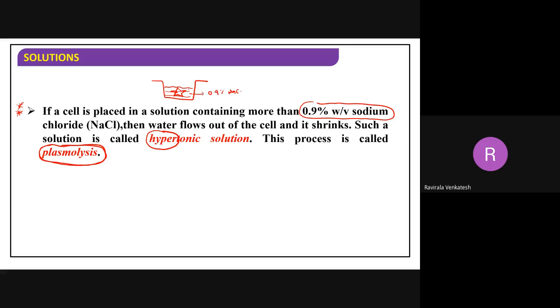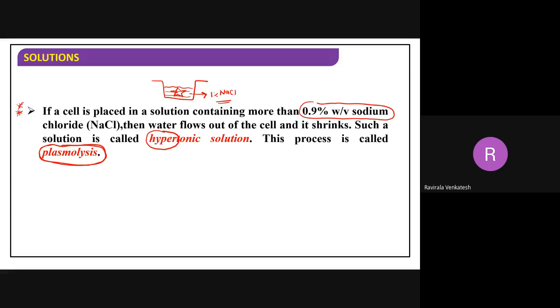So now what is happening, beta? When you place a cell, we are placing it in a solution. First we will take a solution of more than 0.9%, then equal, then less than. First of all, we take greater than 0.9% sodium chloride. I am taking 1% of NaCl solution.